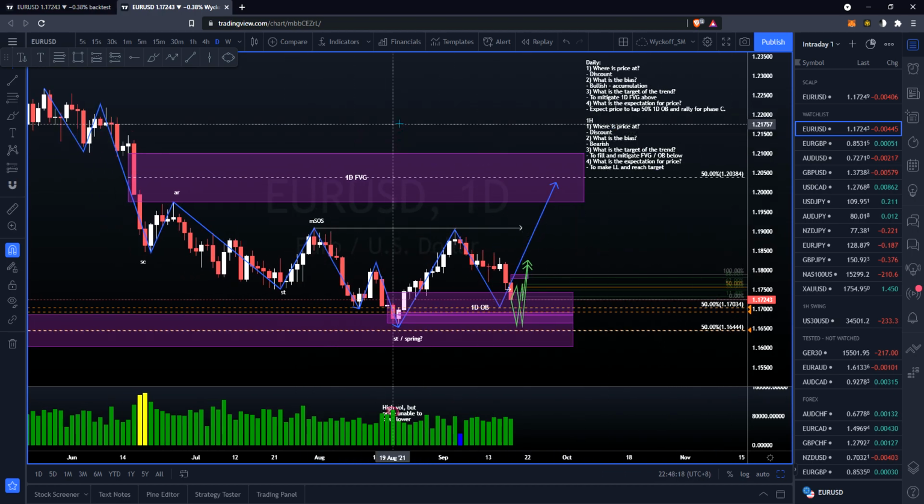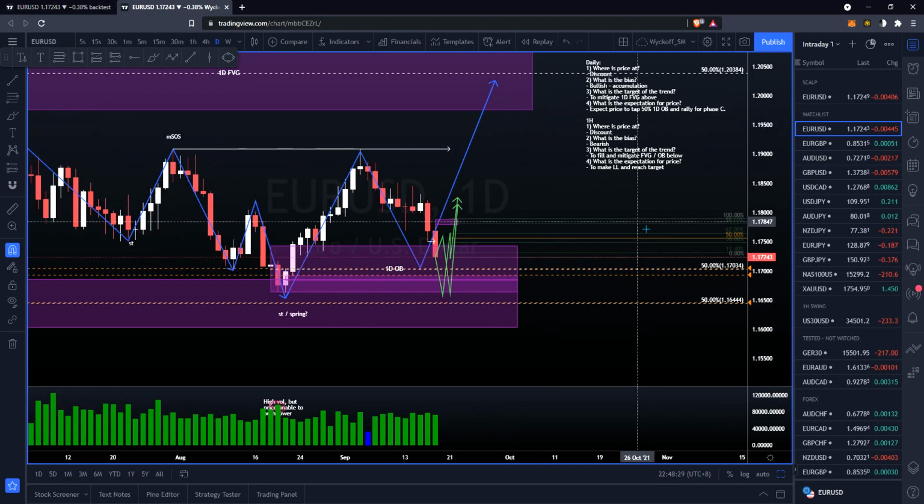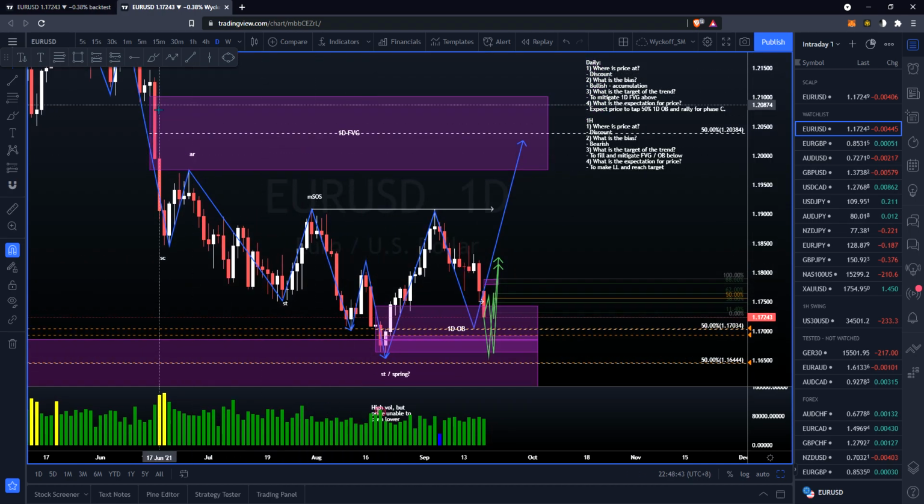Firstly, we have EU. So we have sort of accumulation schematic being formed, and over here we see that price has been moving down strongly. So I'm expecting basically an uptrend to mitigate this daily fair value gap over here.